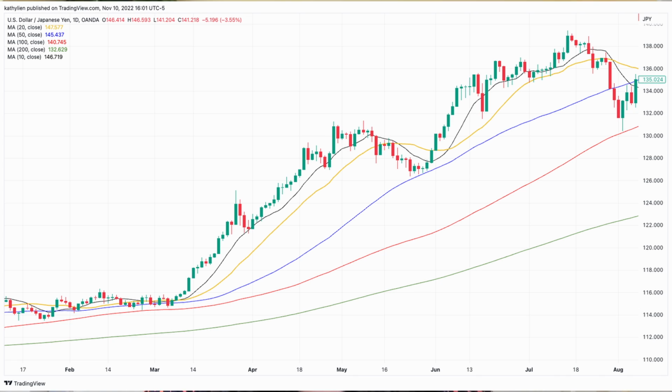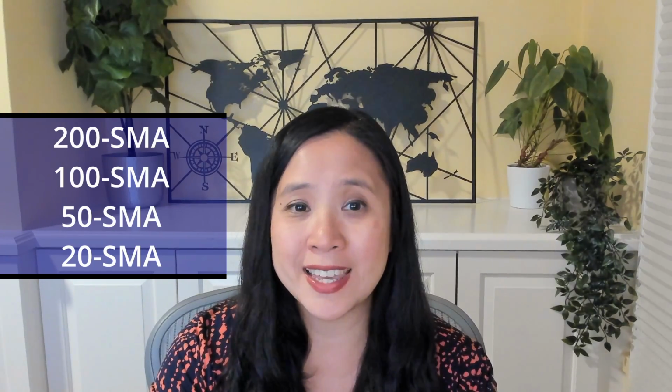What we want to look for is called the perfect order, which means that in an uptrend, the 20 SMA is above the 50, which is above the 100 and 200 day SMA. When this happens, it means that the short and medium term trends are positive. In a strong downtrend, you want to see the 20-day SMA below the 50, which is below the 100 and 200, like the Eurodollar chart you see here.